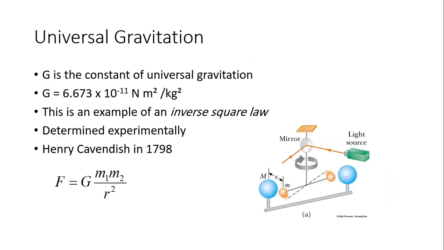Universal gravitation. G is the constant of universal gravitation. G equals 6.673 times 10 to the power negative 11 N m squared per kilogram squared. This is an example of an inverse square law, determined experimentally by Henry Cavendish in 1798.